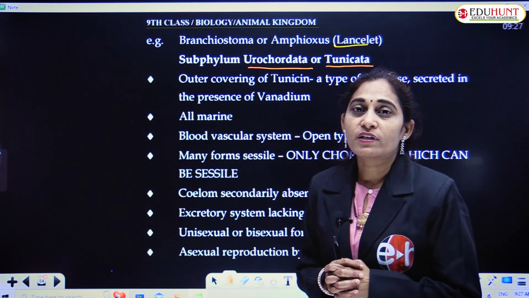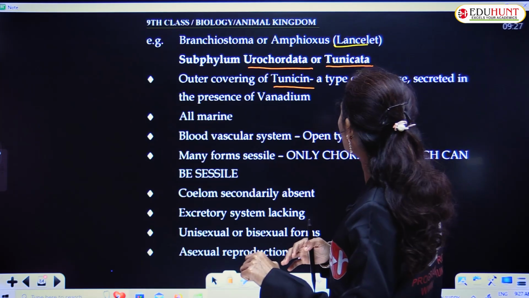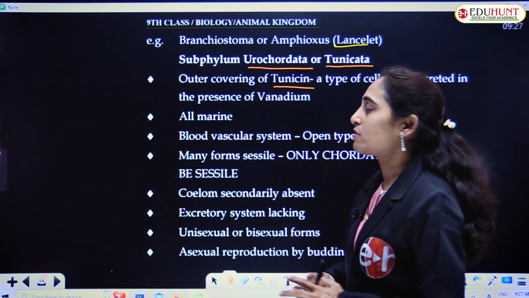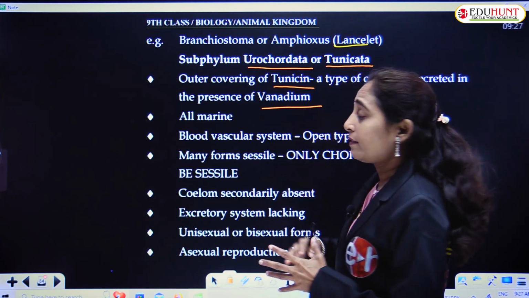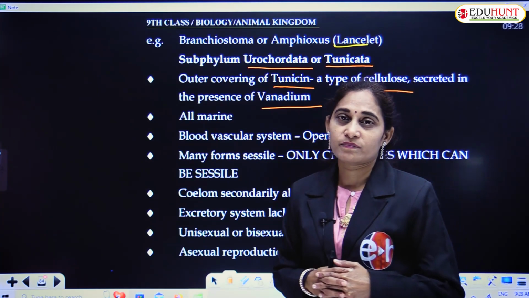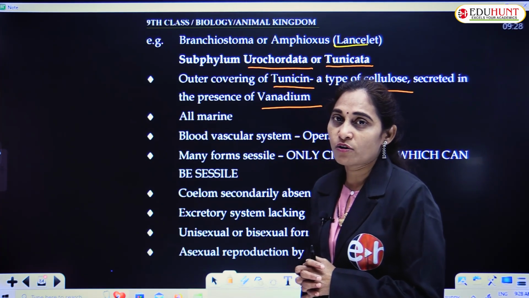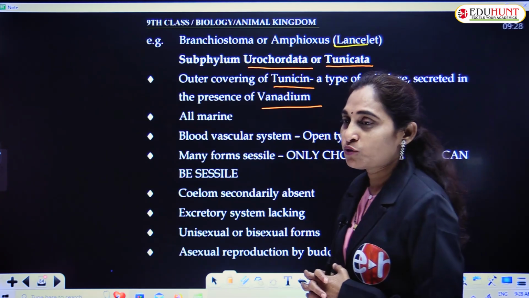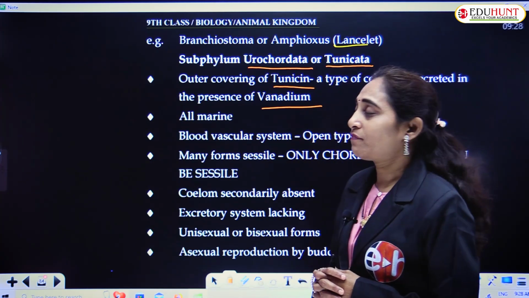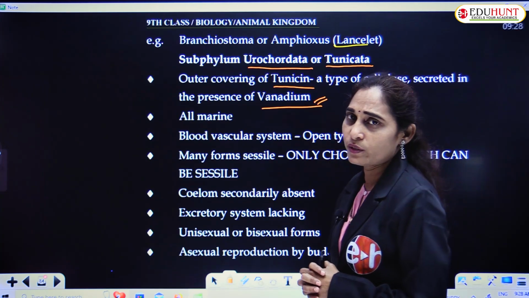The outer covering of the body is called the tunic, which is made up of tunicin, a type of polysaccharide, a kind of cellulose which is secreted. Tunicin is a substance like cellulose which makes the tunic. And they observed the presence of vanadium in the tunicin.